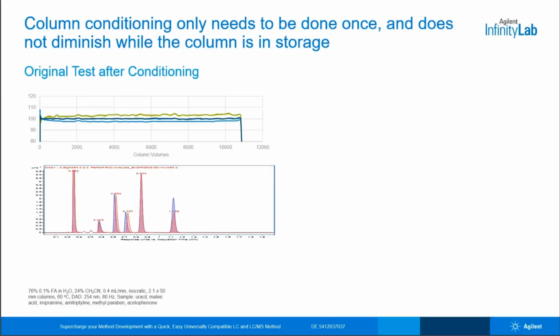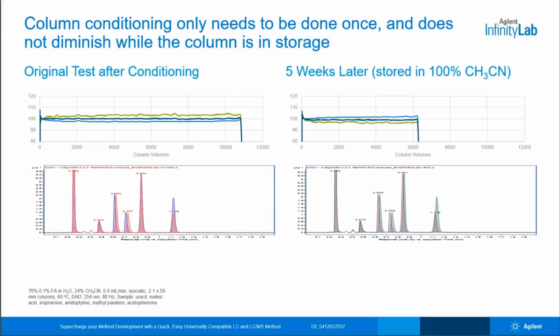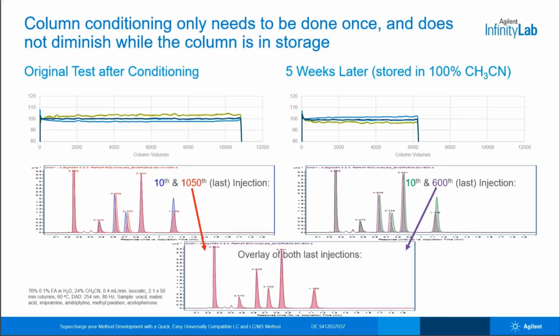And here is some data to reassure you that the conditioning only needs to be done once. This is the first set of injections on a conditioned column. That column was stored in acetonitrile for 5 weeks and then retested. And now if I overlay the two data sets, you can see perfectly reproducible retention between the two experiment sessions. So nothing is lost while the column sits in storage.